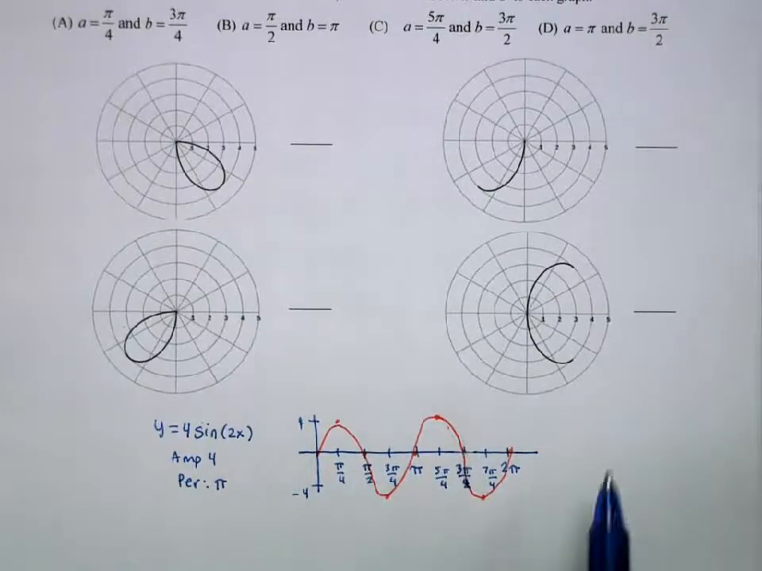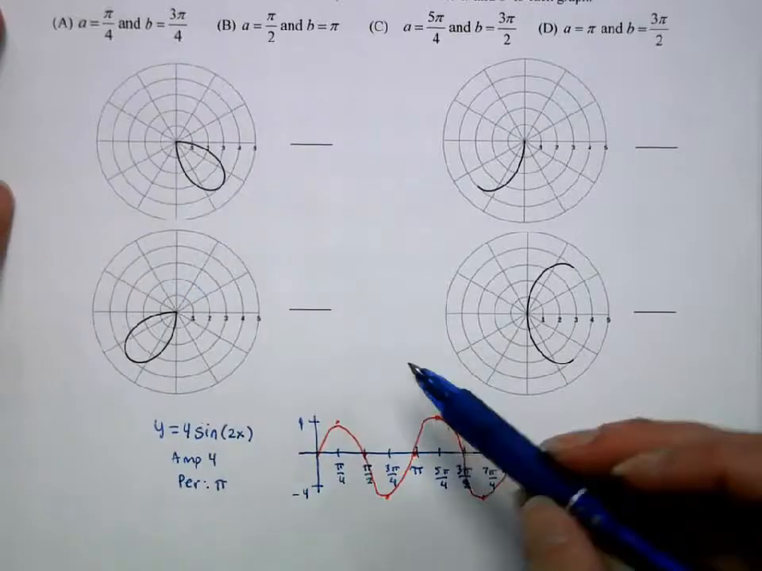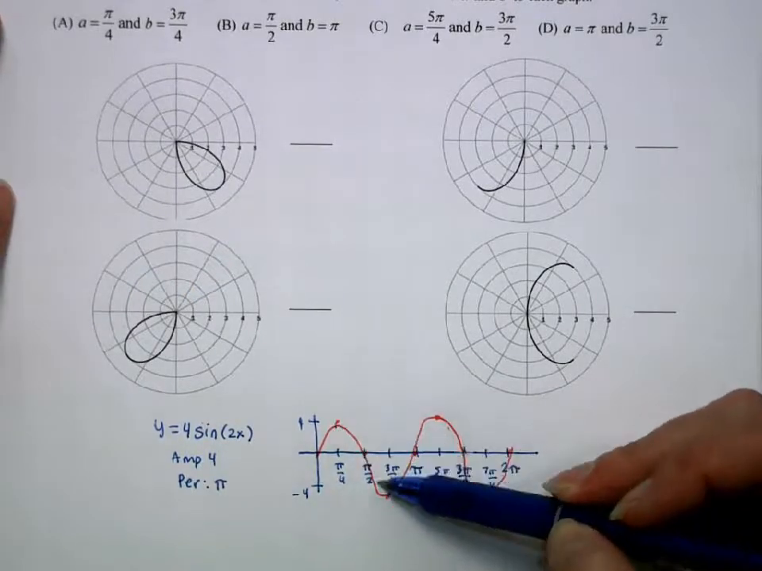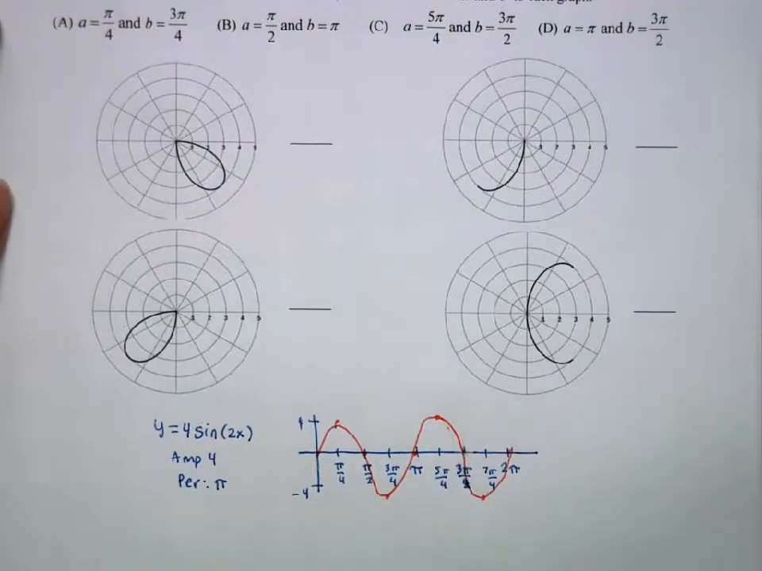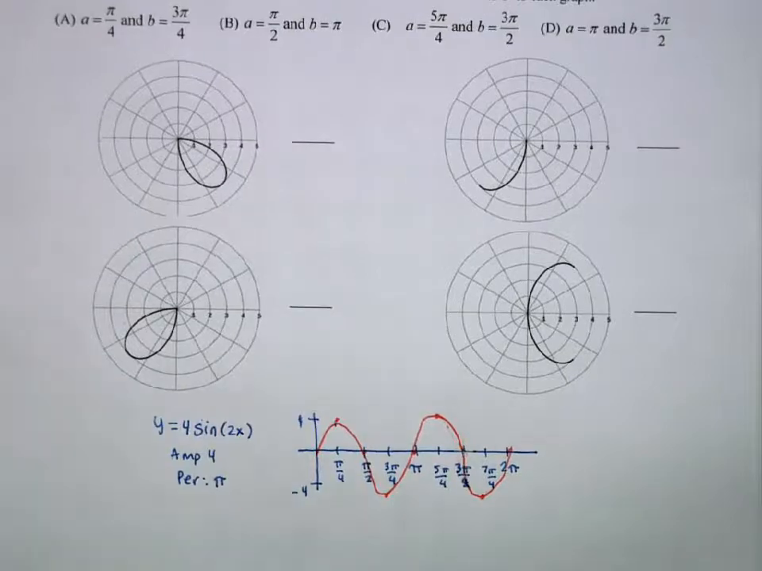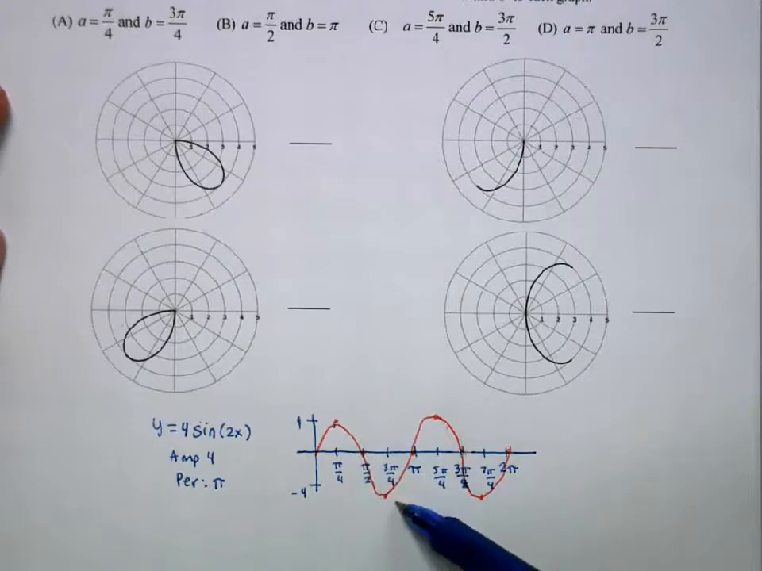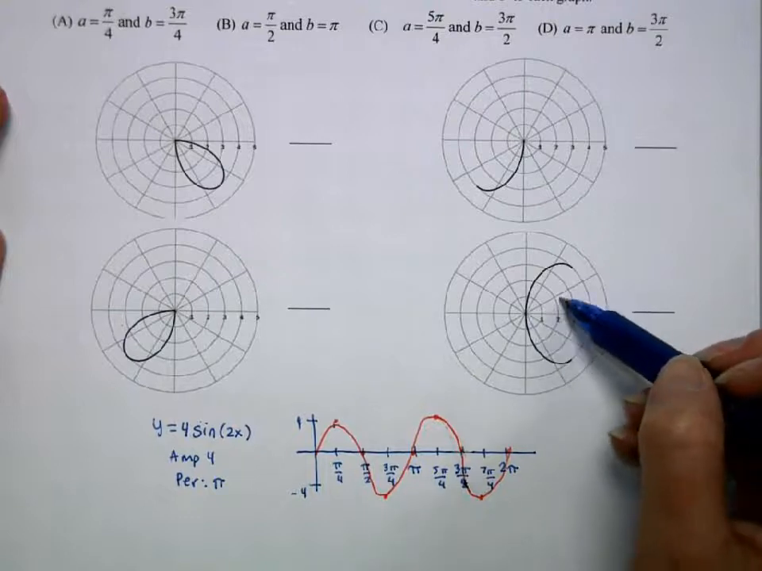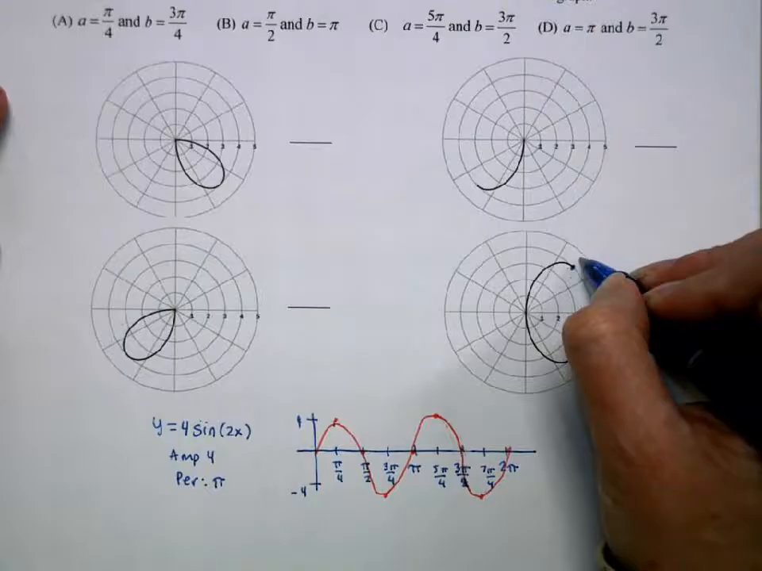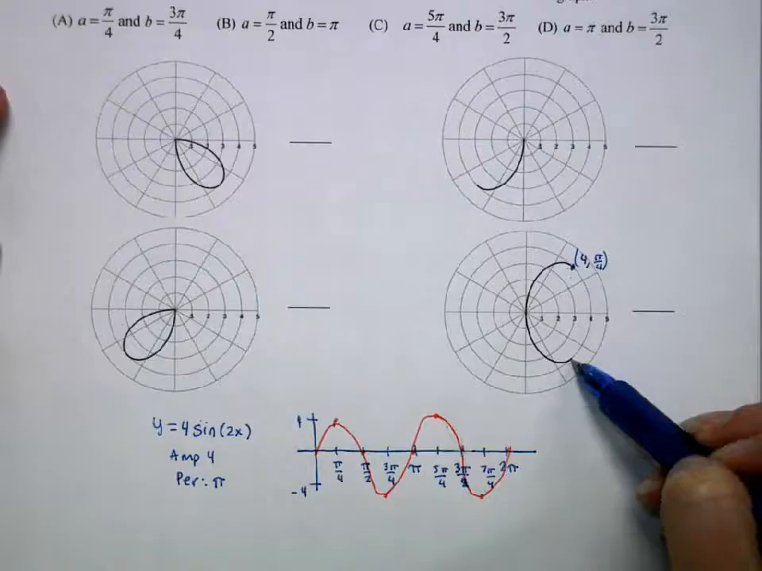So looking at our values between pi over 4 and 3 pi over 4. So pi over 4 to 3 pi over 4 has the part of the second half of the first petal and the first half of the second petal when graphing. So if I were to do this, we'd start at 0 and then go out to this point, which would be 4 pi over 4. And then it would loop around to here, which is going to be this one, which is at 4 negative 3 pi over 4. So this one is our A.